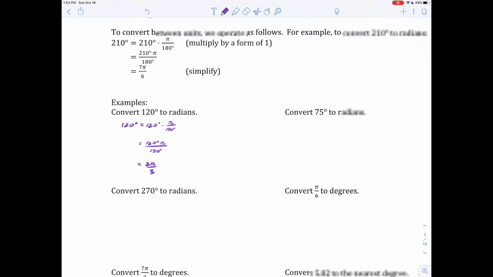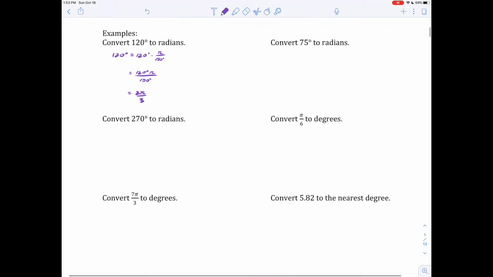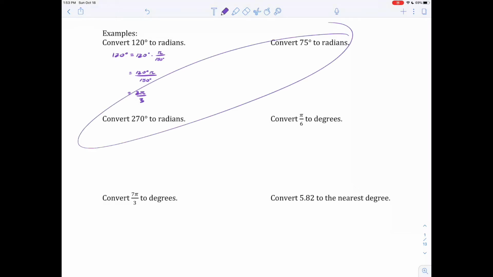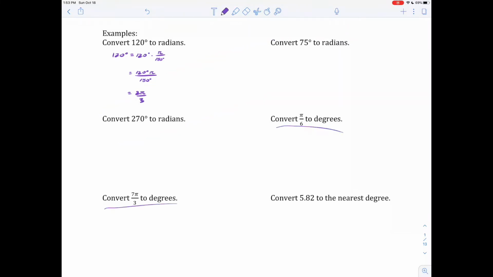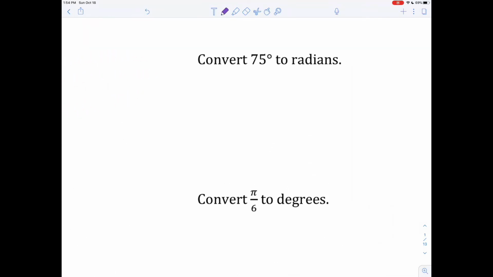I triple dare you to try the other examples on this page. I pentuple dare you. See what you can do. These next 2 convert to radians, and then these 3 make you go from radians to degrees. So give them a try, give them a shot, and see if your answers are the same as my answers.